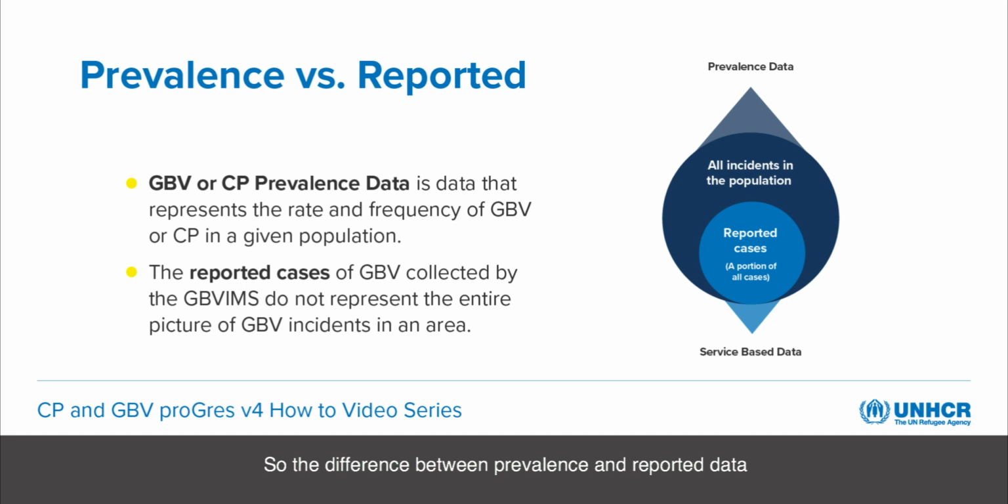So the difference between prevalence and reported data is really, really important in terms of how we interpret the data. And it's very important that we always clarify that in our narrative reports or when we explain it, because it is the most common misinterpretation of GBV data for sure, and child protection often as well. And it causes us a lot of problems in terms of advocacy as well, trying to get funding for programming and that sort of stuff. So it's really, really important that it's clarified.